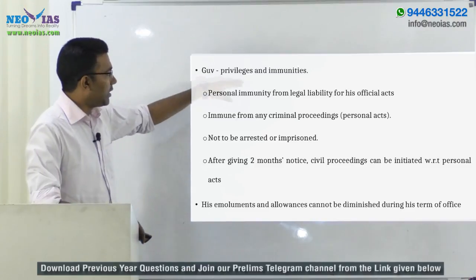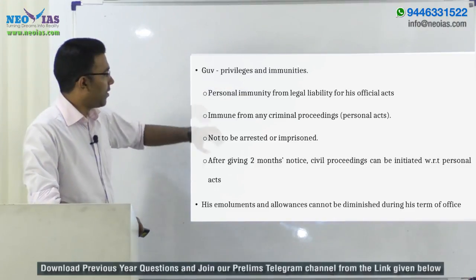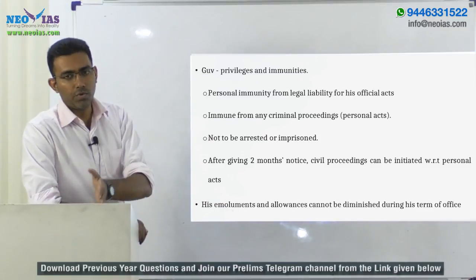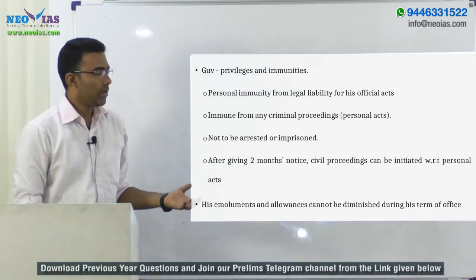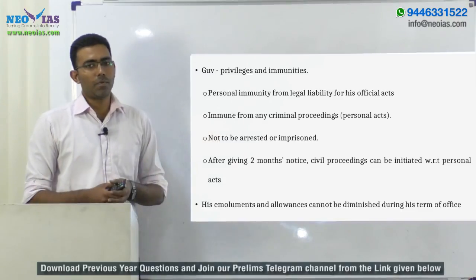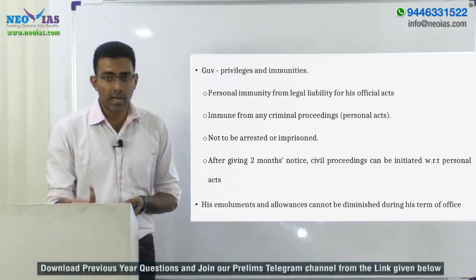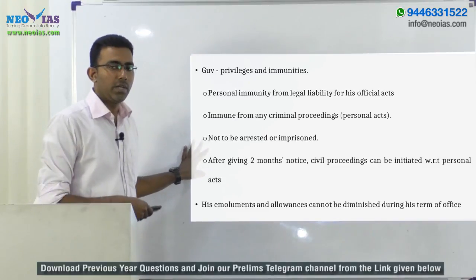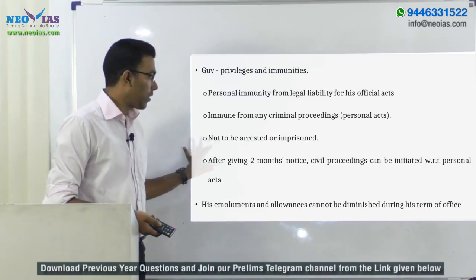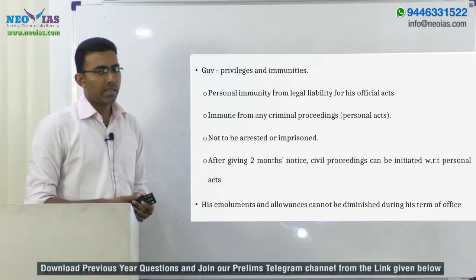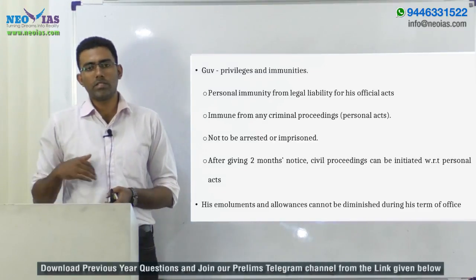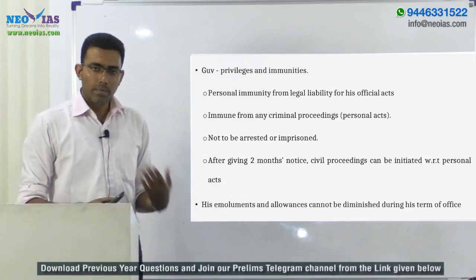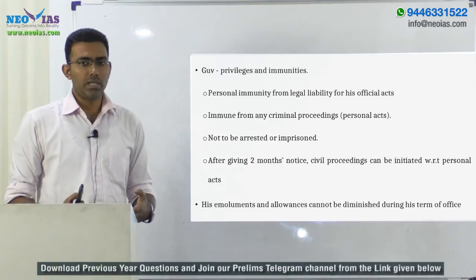So the governor enjoys certain privileges as well as immunities. The first one, personal immunity from legal liability with respect to his official duties or acts. The second one, immunity from any criminal proceeding, even with respect to his personal acts. The third one, he or she cannot be arrested or imprisoned. And in the case of civil proceedings, that is civil cases etc., after giving two months' notice, civil proceedings can be initiated against the governor.